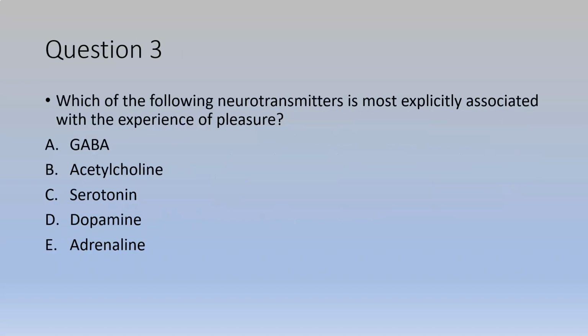Next question. Which of the following neurotransmitters is most explicitly associated with the experience of pleasure? GABA, acetylcholine, serotonin, dopamine, or adrenaline? Pause the video and figure out what you think the correct answer is. Pause it now.